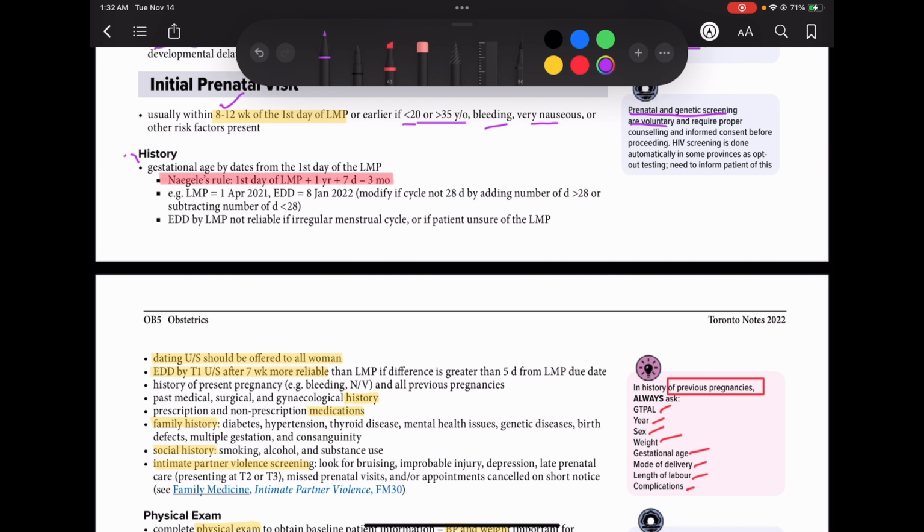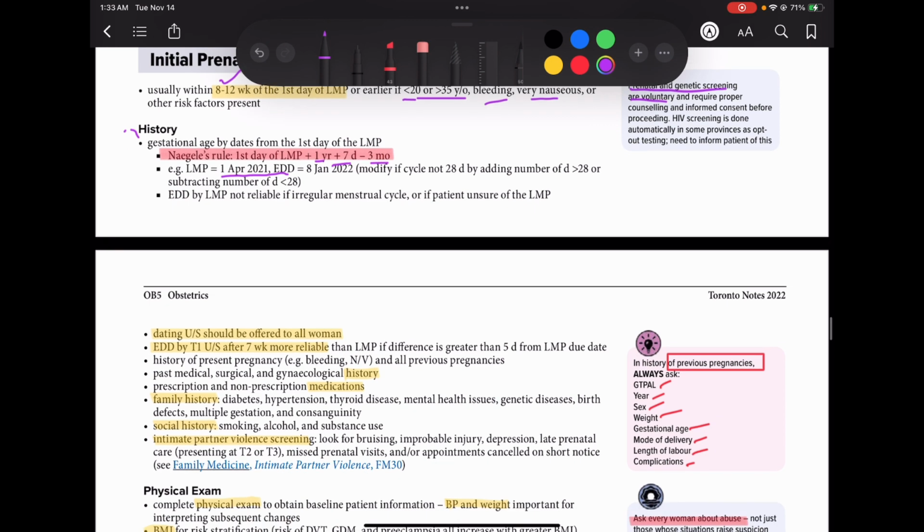And then we're going to look for gestational age by dates. And then we do have this formula, Nagel's rule. What we do is we ask them for the first day of last menstrual period, we add a year, add 7 days, and then subtract 3 months. Then we have an estimated date of delivery, but it is not reliable if you have irregular menstrual cycles.